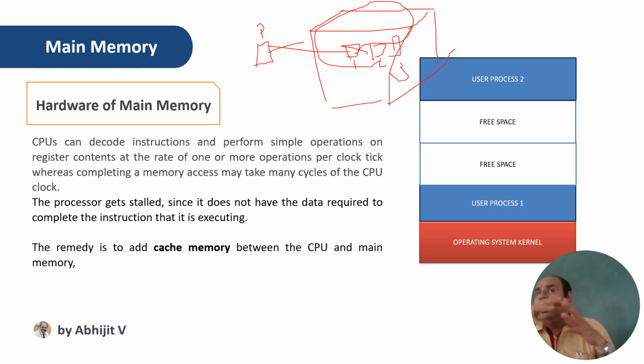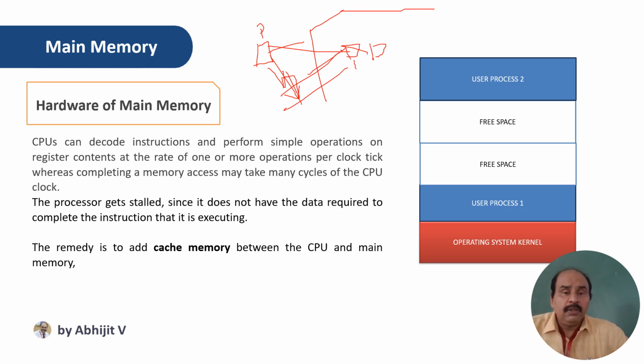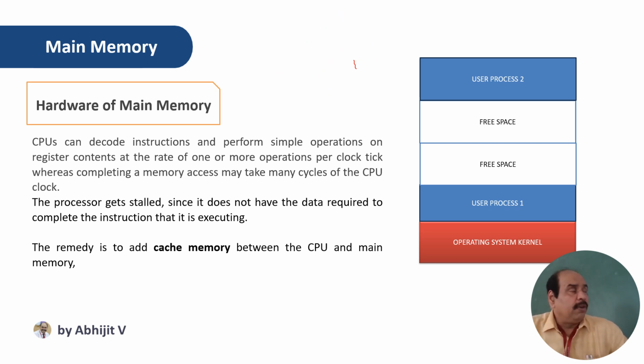So in order to avoid the time taken, we create another thing called cache memory, where all the frequently accessed information is stored so that the processor can easily access it, so that it does not do the entire cycling process. So the remedy is that we added a cache memory between the CPU and the main memory.